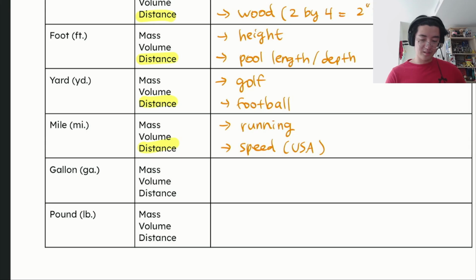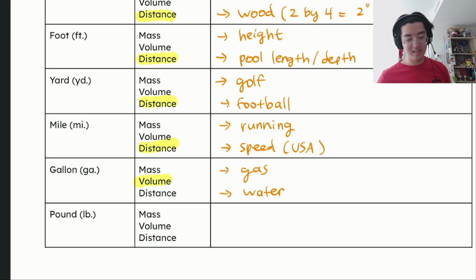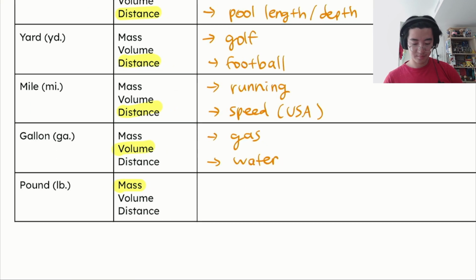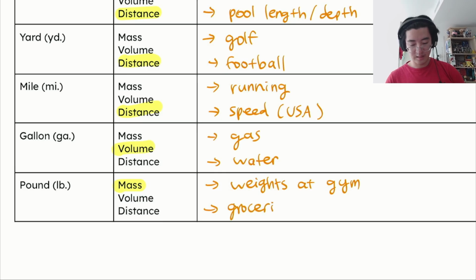Next is gallons. Those are volume, how much stuff there is. Commonly used for gas. When you get gas in the US, it's in gallons, not liters. And also water, those big water jugs are usually in gallons. Lastly is pound, which is mass. Again, those are the most common ones that we see every day. The weights you see at the gym are usually in pounds, and a lot of grocery stores use pounds. Bananas are sold in pounds, like dollars per pound.